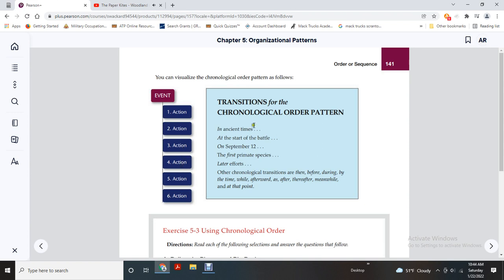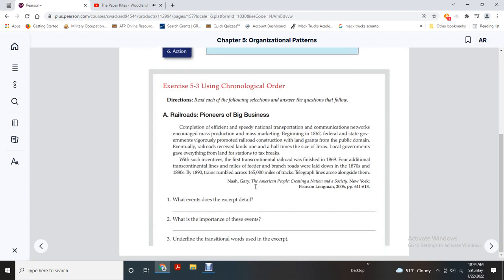Transitions for chronological order include: in ancient times, at the start of the battle, on September 12th, first, later, then, before, during, by the time, while, after, afterward, thereafter, meanwhile, and at that point. So your chronological transition words would be in, at, on, first, later, then, before, during, by the time, while, afterward, after, therefore, meanwhile, at that point. And that gives us exercise 5.3. We're going to skip that.